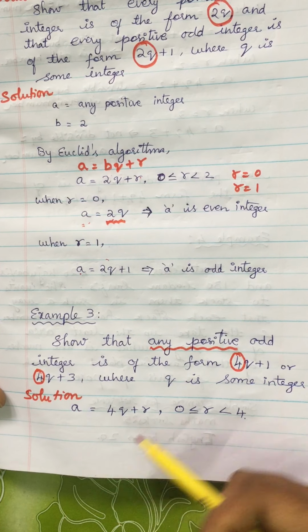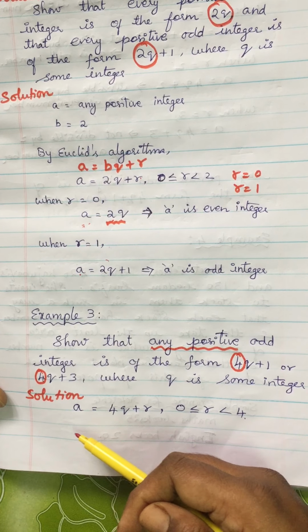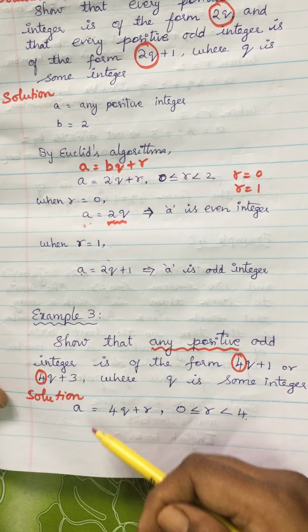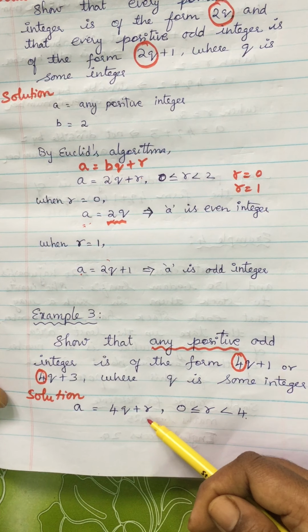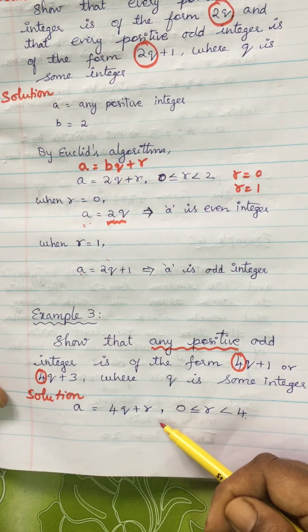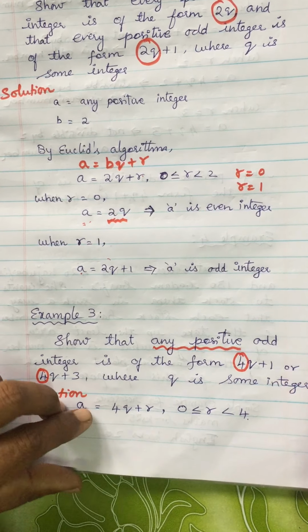So you can rewrite a and b in the Euclid's division lemma form, that is a is equal to 4q plus r. A is any positive integer, your b is 4 here, q and r are as usual quotient and remainder, where r should lie between 0 and 4, right?